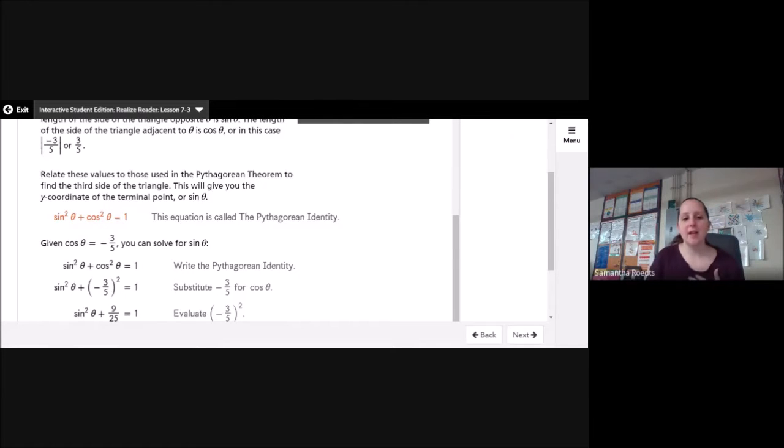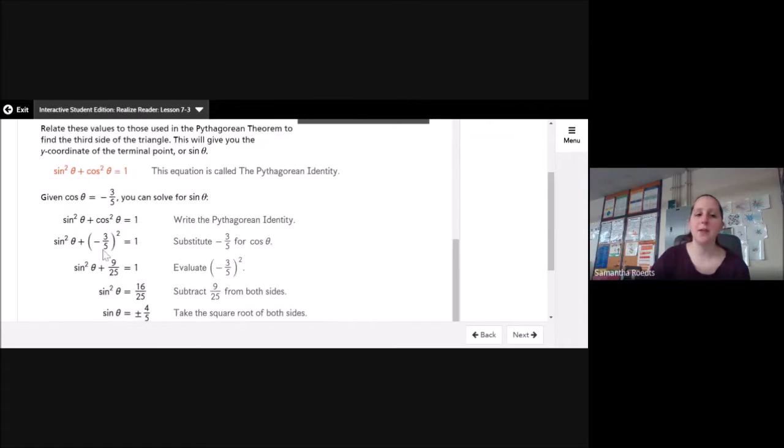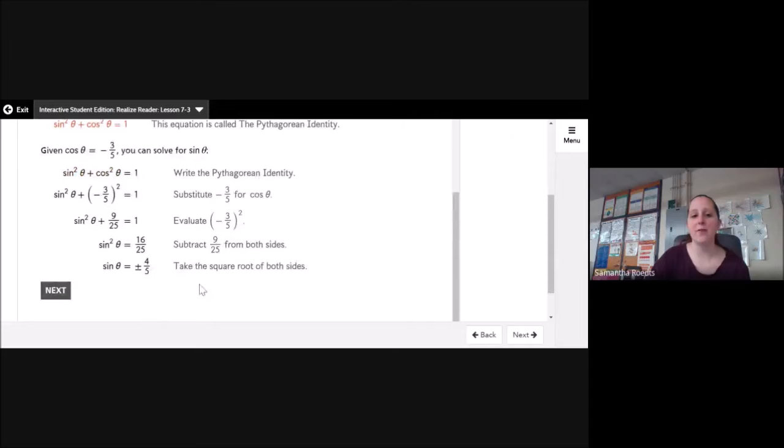So sine squared theta plus cosine squared theta equals 1. I substitute in negative 3/5 for cosine theta. So I have sine squared theta plus negative 3/5 squared equals 1. 3/5 squared is 9/25. I subtract that from both sides. I have sine squared theta equals 16 over 25. And I square root both sides. So I'm left with sine theta equals plus or minus 4/5.